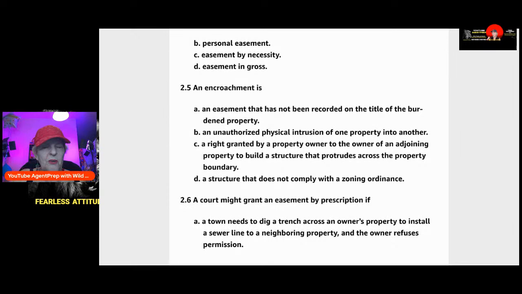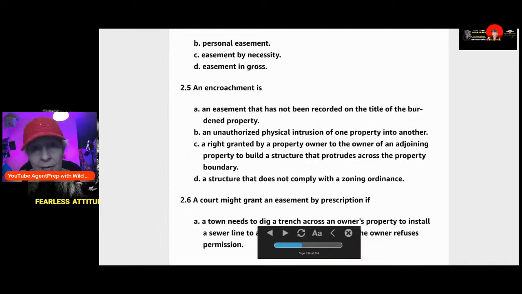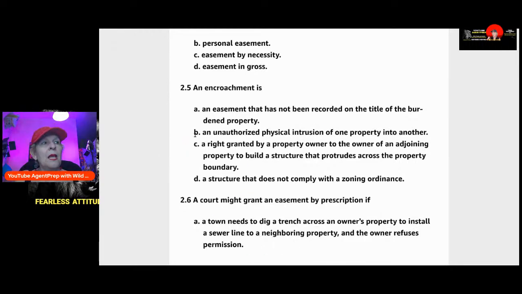space, right? You're interfering with their space. So it is an unauthorized physical intrusion. You're intruding with their space, okay? An unauthorized physical intrusion of one property into another. So it could be a shed, it could be a fence, it could be a little bridge over the creek, or anything like that that crosses the boundary of the land, right? Because they have an adjoining boundary, right? They have the same boundary that separates them.